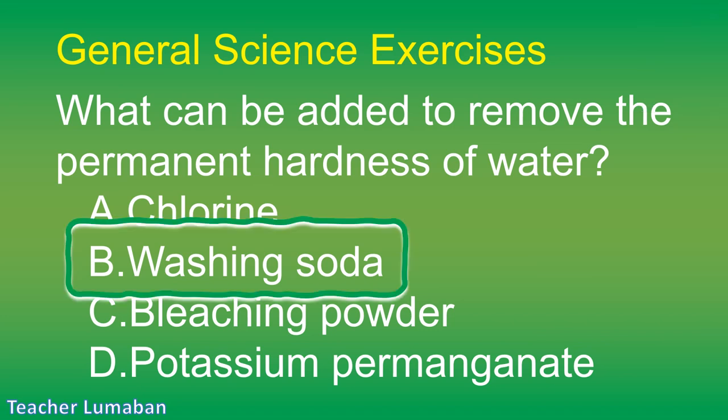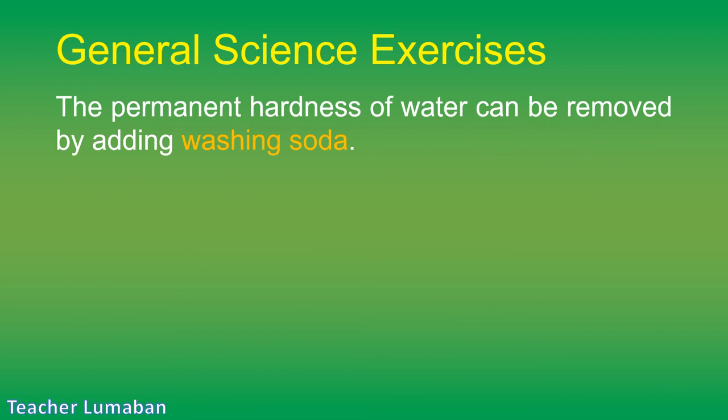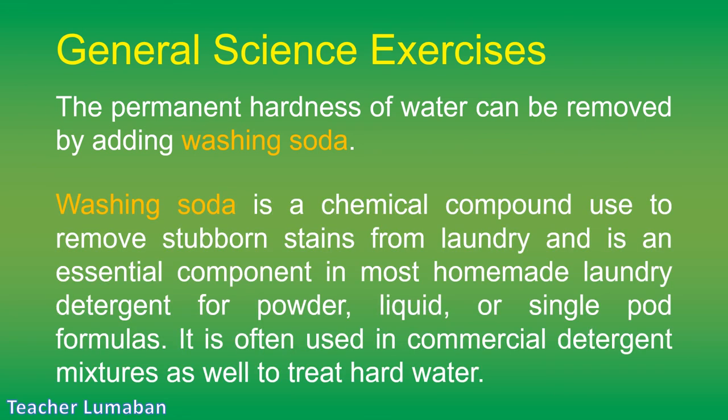The correct answer is letter B, washing soda. The permanent hardness of water can be removed by adding washing soda. Washing soda is a chemical compound used to remove stubborn stains from laundry and is an essential component in most homemade laundry detergent for powder, liquid, or single pod formulas. It is often used in commercial detergent mixtures as well to treat hard water.